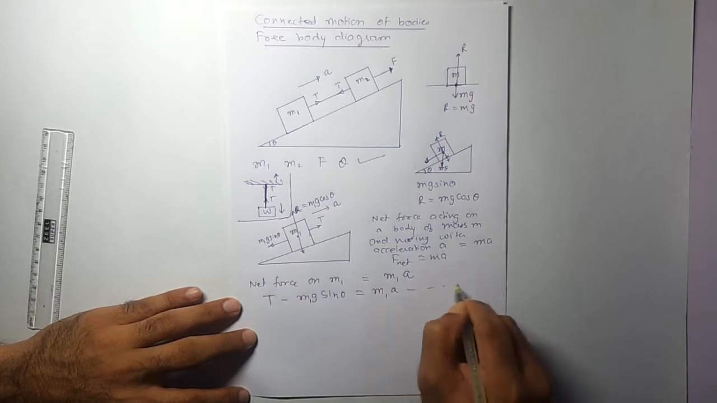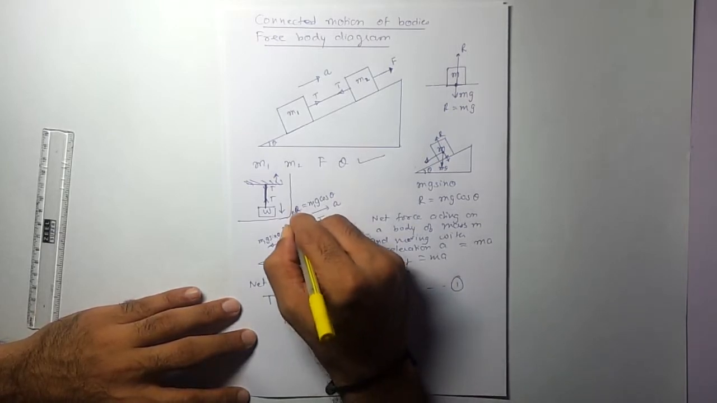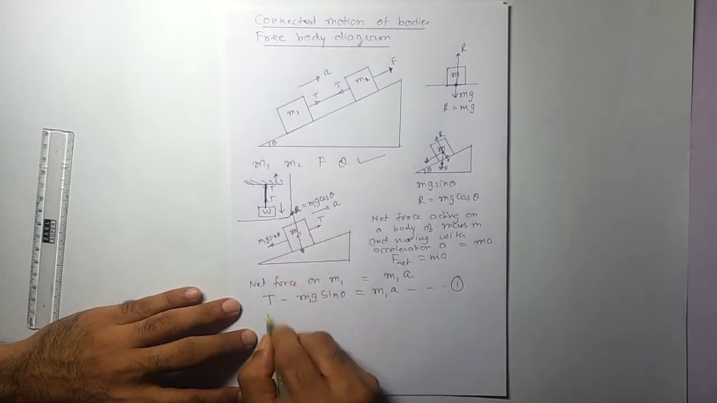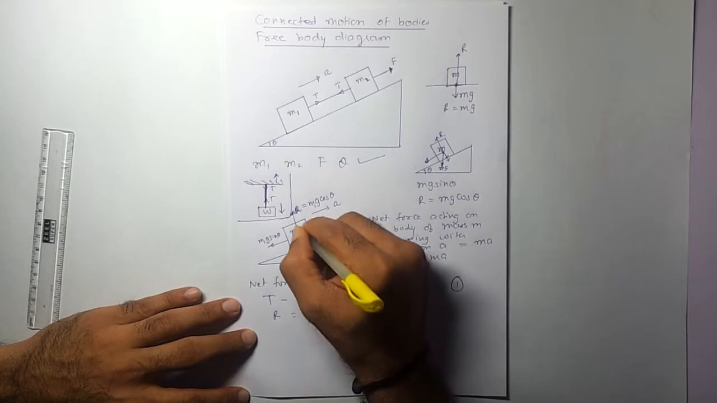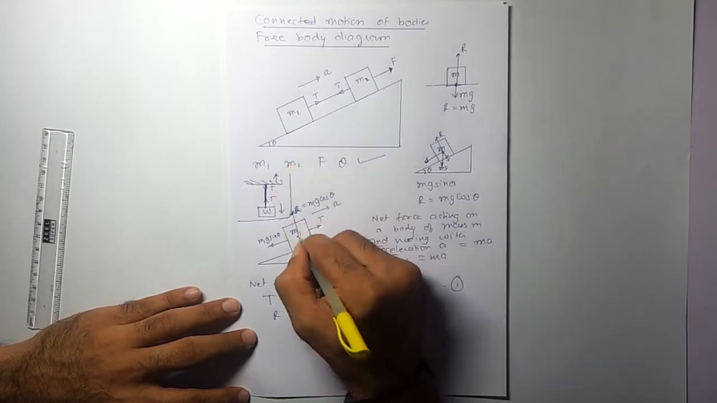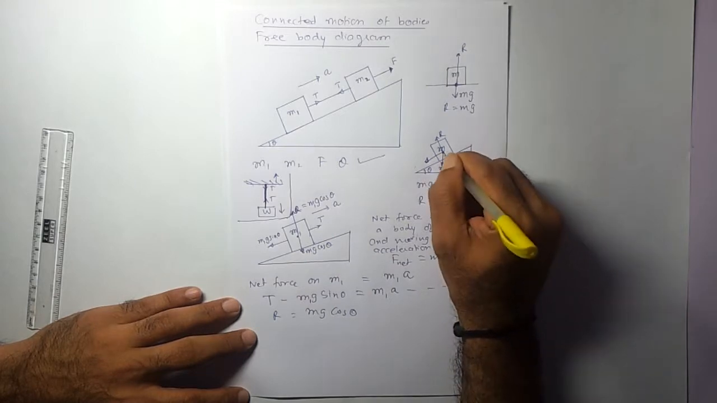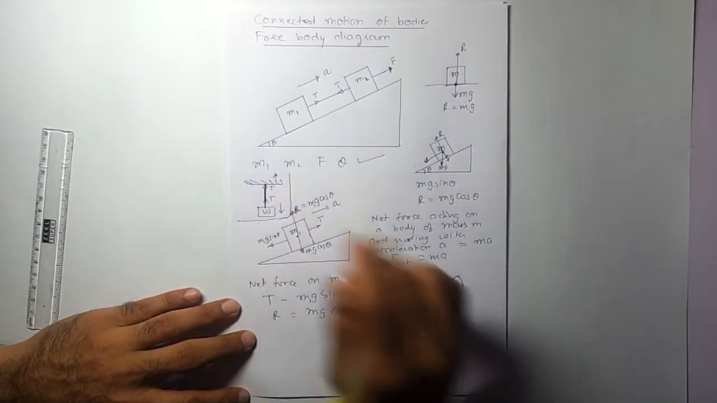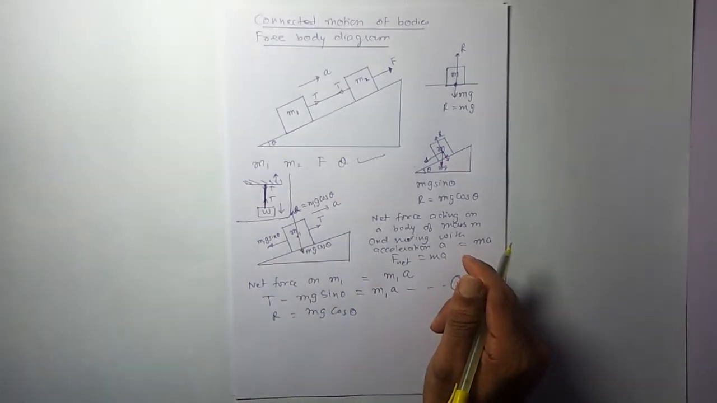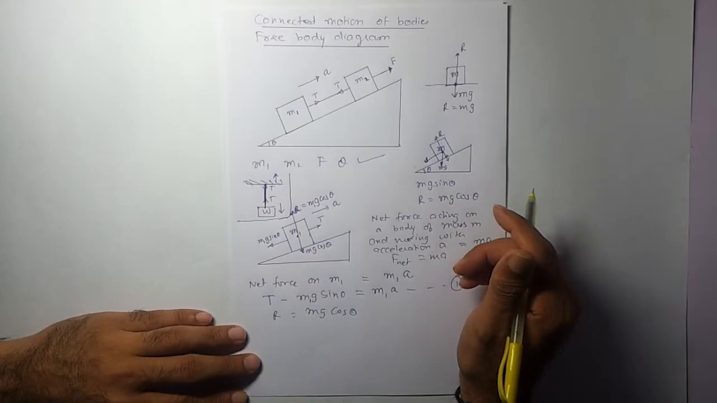Okay, what are the other forces which are acting on this object? R is acting on this object, the normal reaction, and R will be equal to m1g cos theta. This is so because there is no acceleration in the vertical direction. As we discussed over here, mg cos theta. So R is equal to mg cos theta. So this is one more equation I get for the mass m1. Okay, now let's look at mass m2.